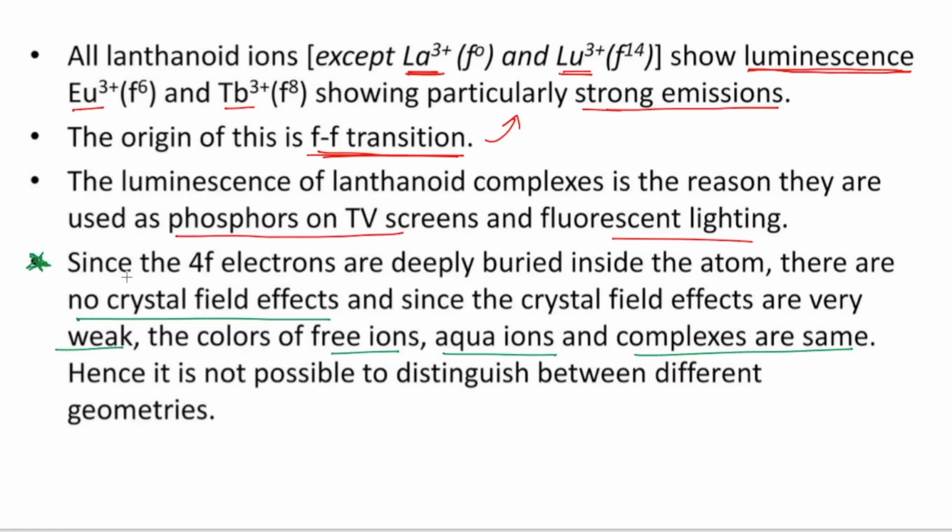Since the 4f electrons are deeply buried inside the atom, there is no crystal field effect, and the crystal field effects are very weak. The color of the free ions, aqua ions and the complexes are basically all the same. Hence it is not possible to distinguish between them with the help of color. So the color of the complex is not going to help you find the difference in geometry, which you can do in the case of DD transitions or transition metals.